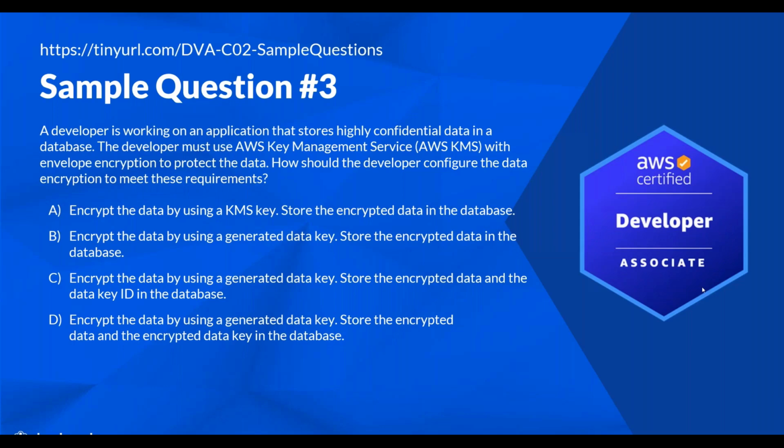Then looking at B, C, and D, the only differences there are, do we store just the encrypted data in the database? Well, we know we probably need that data key as well at some point to be able to decrypt that data. So do we also need to store the encrypted data and the data key ID, or the encrypted data and the encrypted data key itself? Well, I don't think the ID is going to do much for us. No, I don't think so either. So again, knowing the process of envelope encryption, understanding that you do need to store both the encrypted data and the encrypted data key in the database will lead you to answer D.